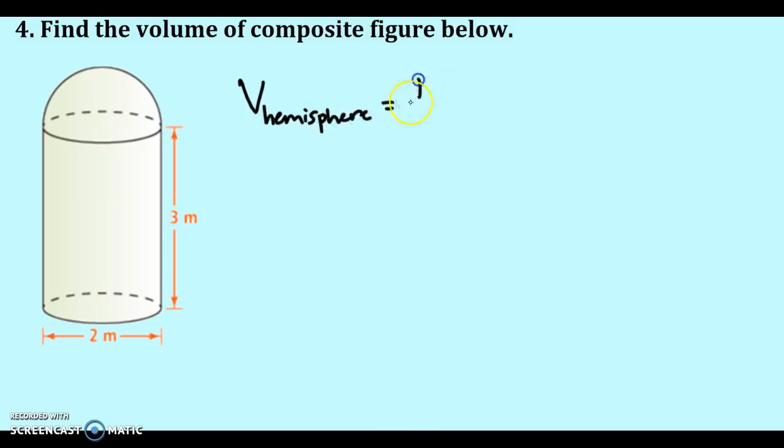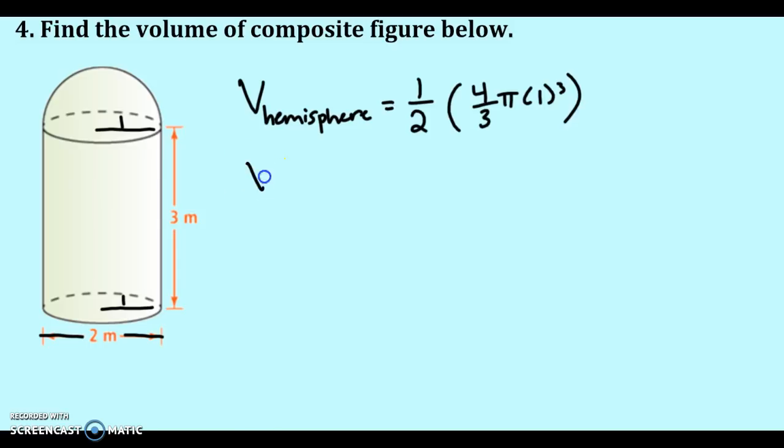So in this case, the volume of a hemisphere is 1/2 times the volume of a sphere with that radius. Well, I have a diameter of 2 down here, which means my radius is 1, and the radius of my hemisphere is also going to be 1. So I have 4/3 times pi times 1 cubed, and then that 1/2 in front is because it's a hemisphere and not a sphere. So when you calculate that out, I get the volume of my hemisphere is equal to 2.1 meters cubed.